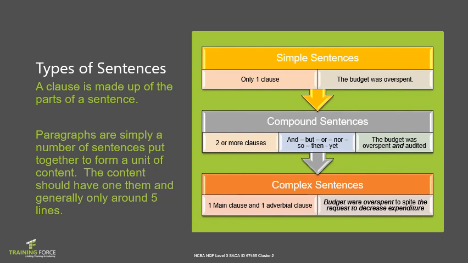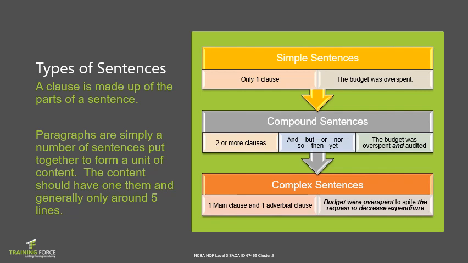Then we get compound sentences, which have two or more clauses and are joined together by words like and, but, or, nor, so, then, yet, those types of words. So the example, the budget was overspent and audited. All right. Then we get complex sentences, which is made up of one main clause, so one main idea, and one adverbial clause. In other words, a doing word to add to the main clause.